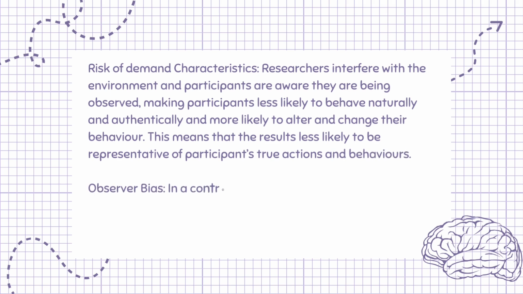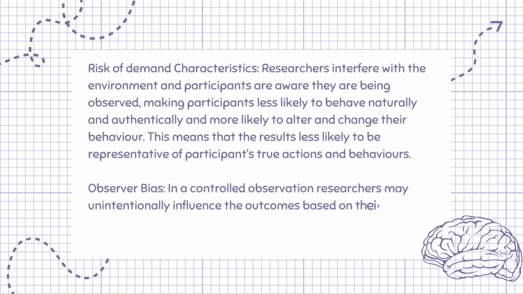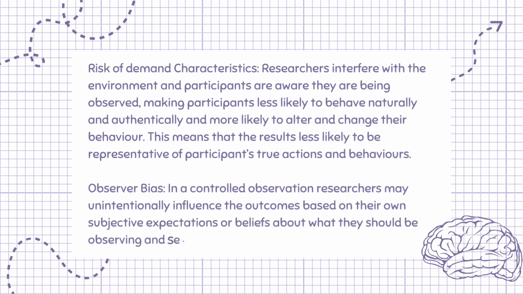Observer bias. In a controlled observation, researchers may unintentionally influence the outcomes based on their own subjective expectations or beliefs about what they should be observing and seeing, leading to biased and skewed results.